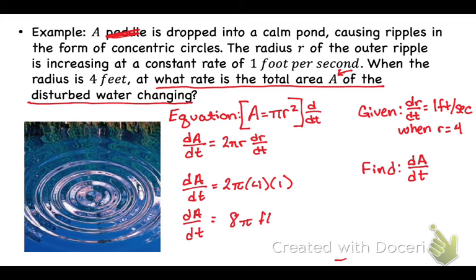Oh, we got area, so it's going to have to be feet per second squared, right? Yeah. Oh, square feet per second. Sorry, I was like, wait a second, we can't square the seconds. I mean, we could, but you don't.